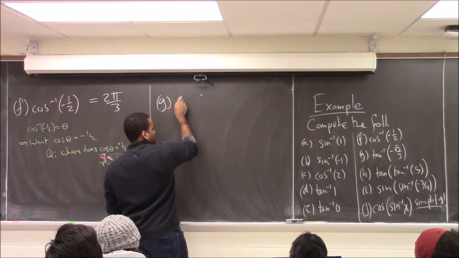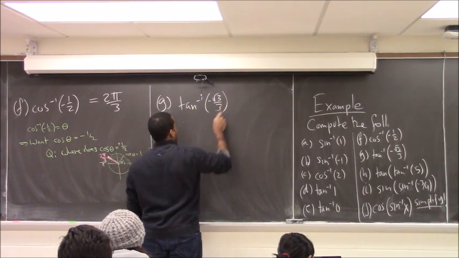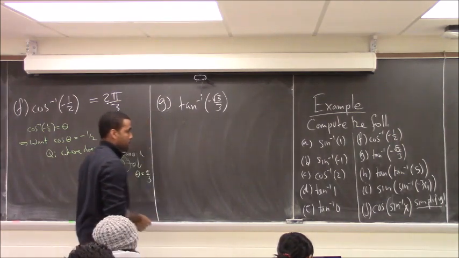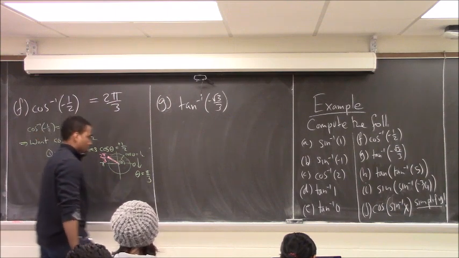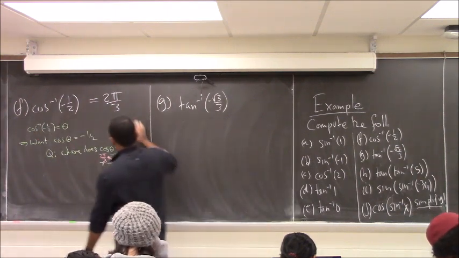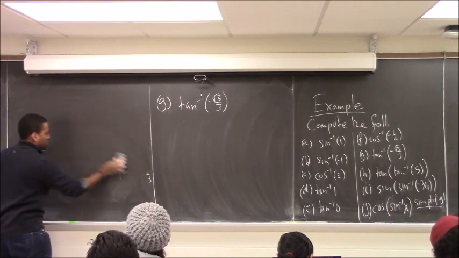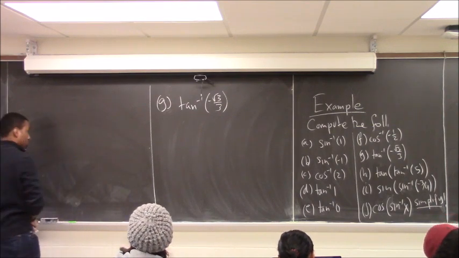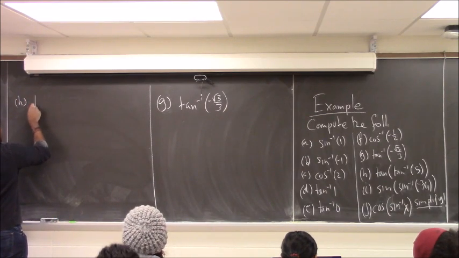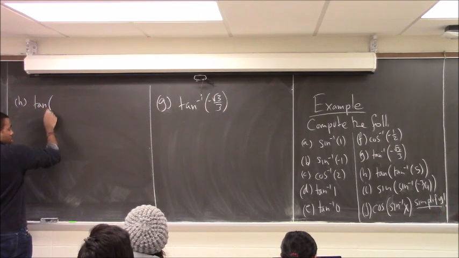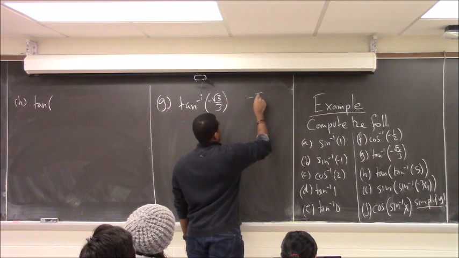Okay, do this one quickly. Tan inverse of minus radical 3 over 3. Tell me when you have an answer. Yeah, you have an answer? What's your answer? My final answer is negative pi over 3.